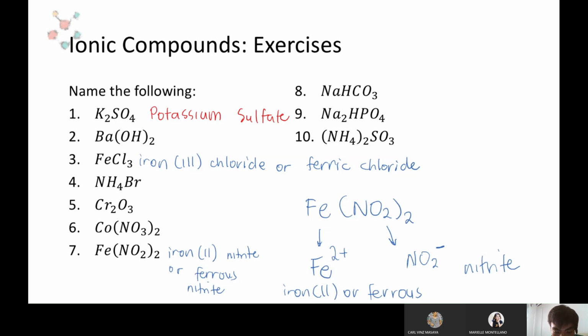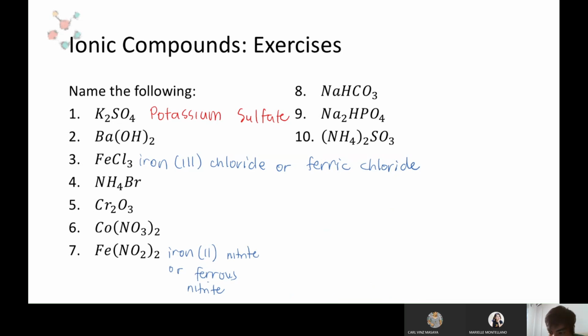Kuha pa akong isa. Number 8 na. Ito na yung last ko, number 8. Kayo na bahala sa iba. Number 8.